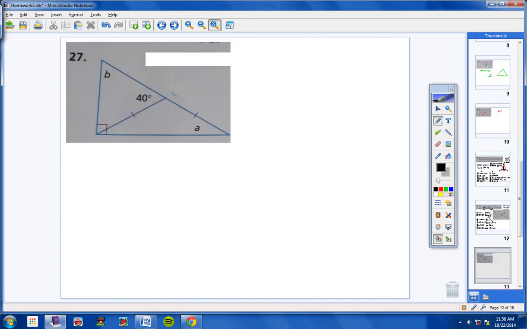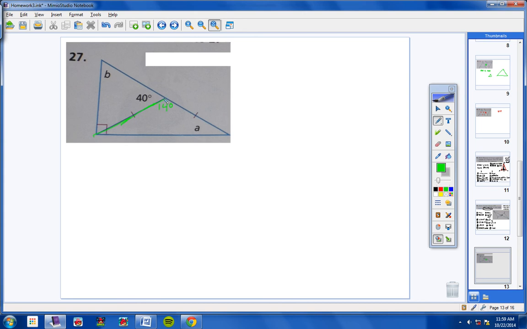Let's continue on. All right, number 27. We're going to find the measure of angle A and B. Let's go through this very quickly. First of all, I have a straight line here with a line coming off of it. So this angle here and this angle here are linear pairs, which means they're supplementary. So if this angle here is 40, then this angle here is 140 degrees.